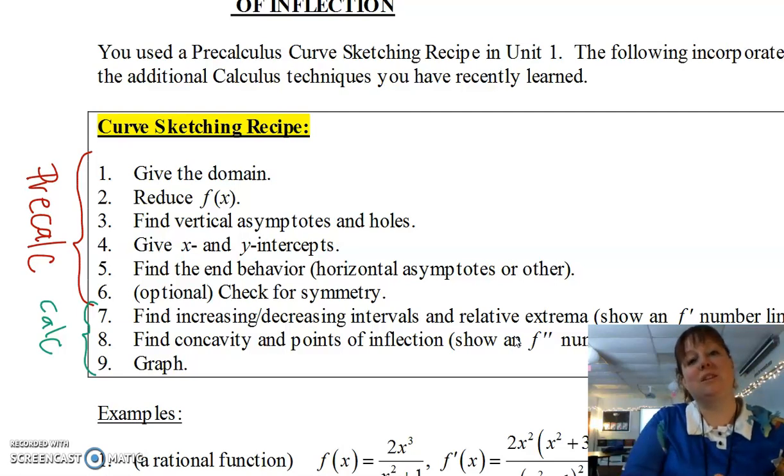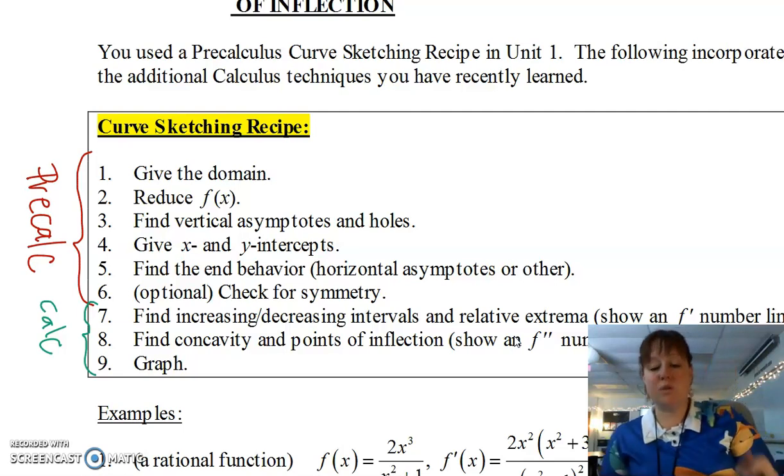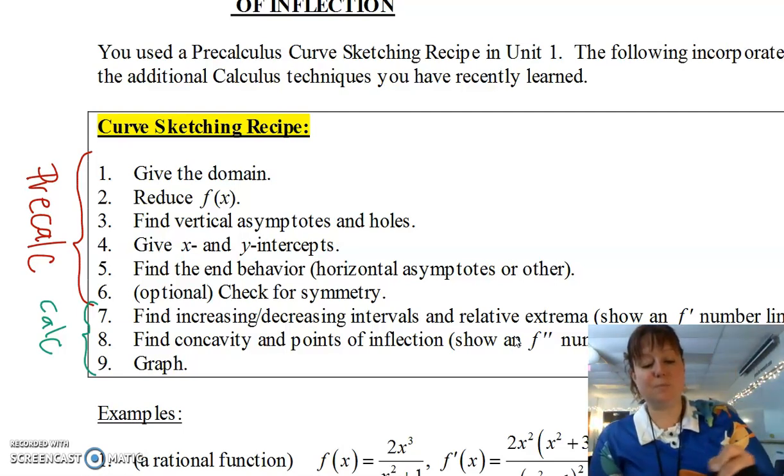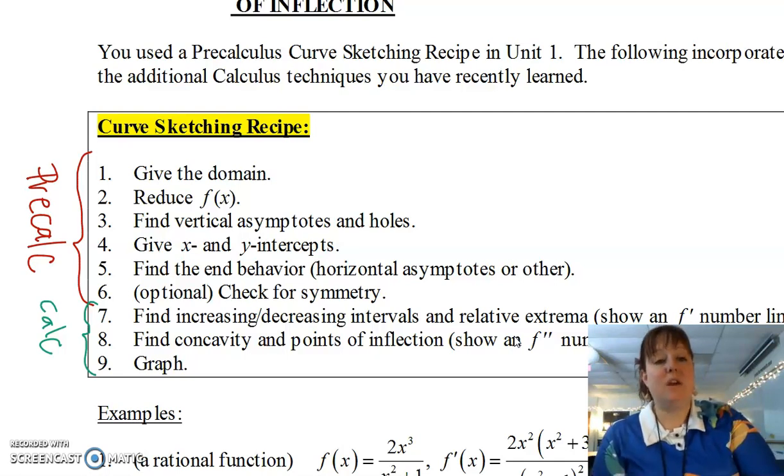No, we need to do a little bit of curve sketching, but before we only had a few tools. Now we have more tools in our toolbox to be able to sketch these curves better. So the first thing we want to do is look at our curve sketching recipe, and you remember most of this from a couple chapters ago. You see these things right here that I labeled pre-calc. These are things that you could do without calculus. These were things that we did earlier to sketch our graph. We gave the domain, we reduced it, find vertical asymptotes and holes, we give the x and y intercepts, we find the end behavior, which is limits, and then we check for symmetry.